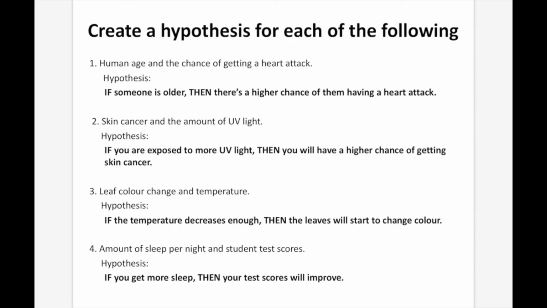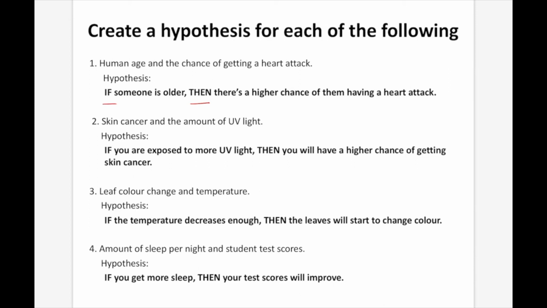Now, this isn't the only way they can be written, but your answer should follow a similar pattern to these examples here. Human age and the chance of getting heart attack. The hypothesis would be, if someone is older, then there's a higher chance of them having heart attack. Now, you could also say, if someone is older, then there's a lower chance of them getting heart attack. There's no definitive answer here. There's no right answer. This is what you are testing.